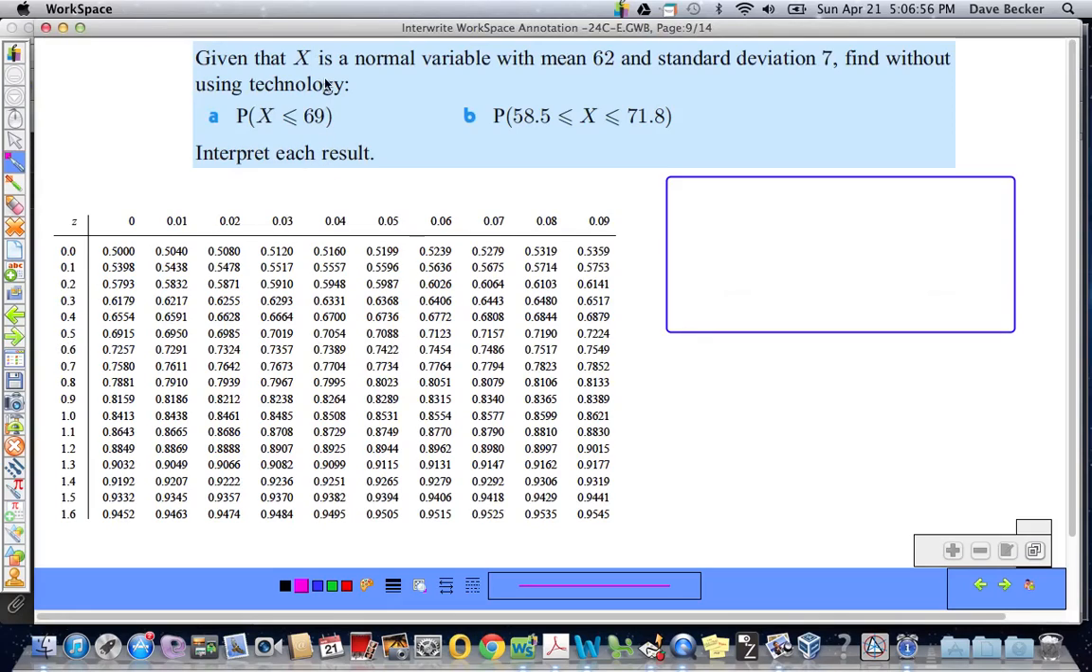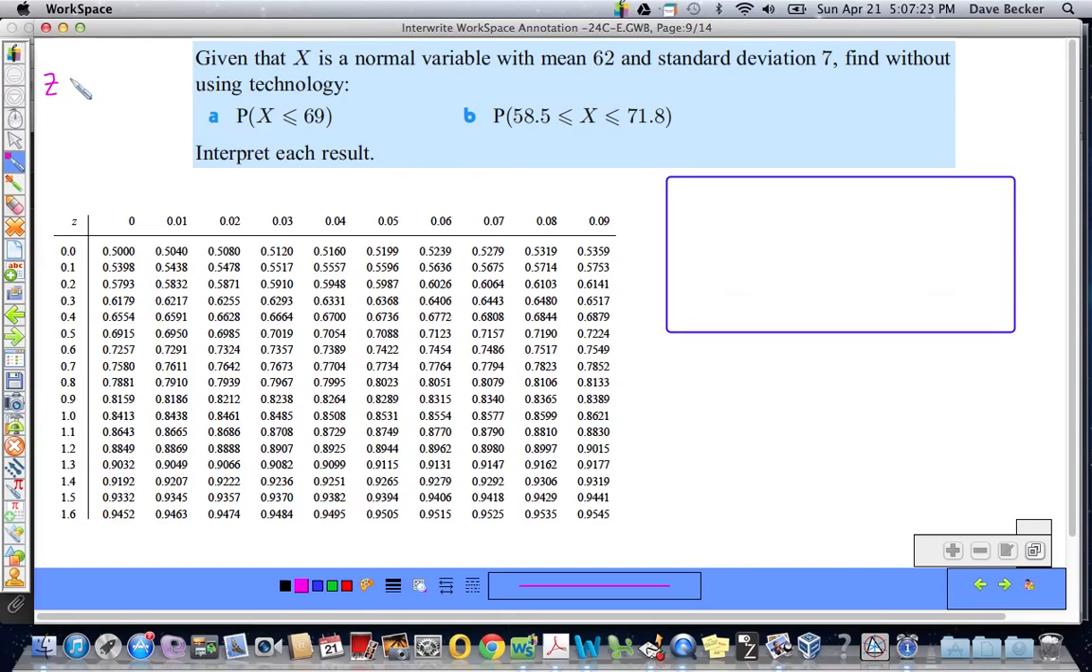Okay, so given that x is a normal variable with mean 62 and standard deviation 7, find without using technology these probabilities. Well, this is not a standard normal variable because it doesn't say z. The mean is not 0 and the standard deviation is not 1. So we know that we need to standardize it. So I'm going to do that for part A here.